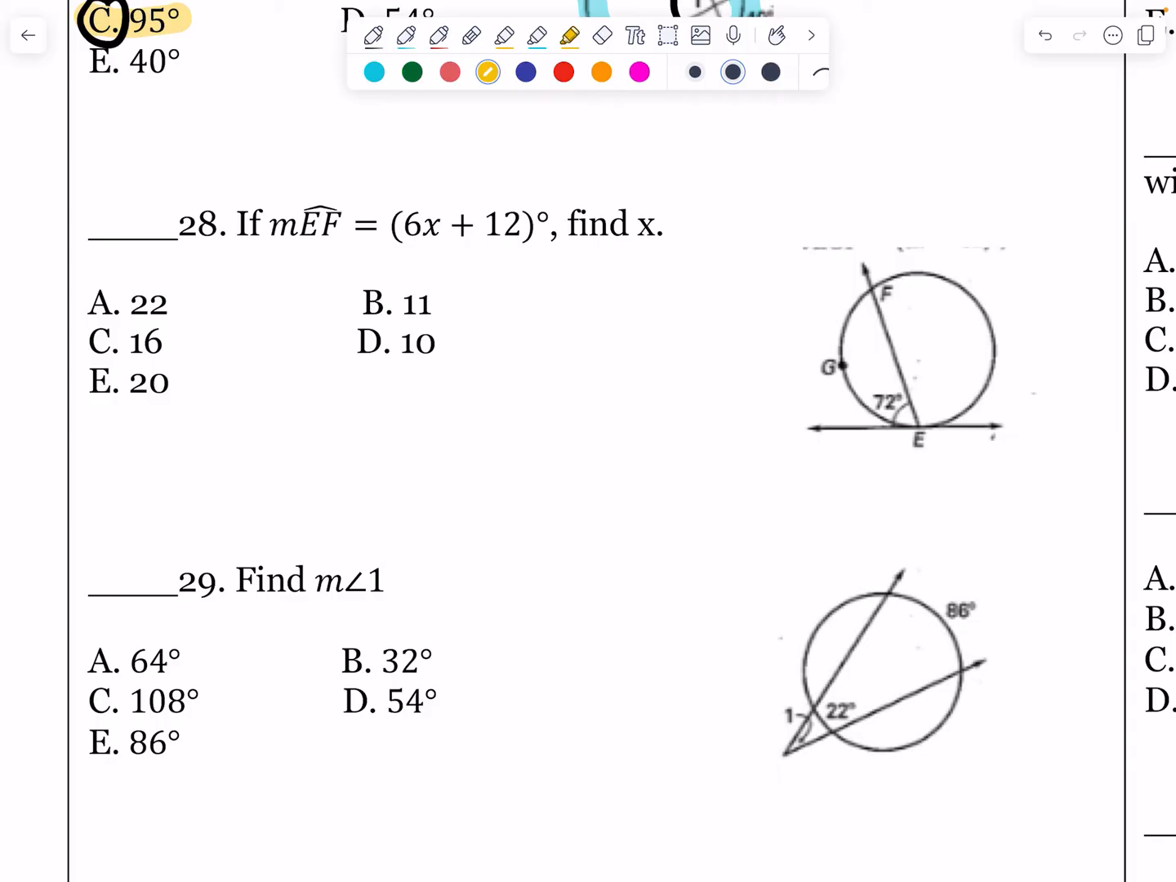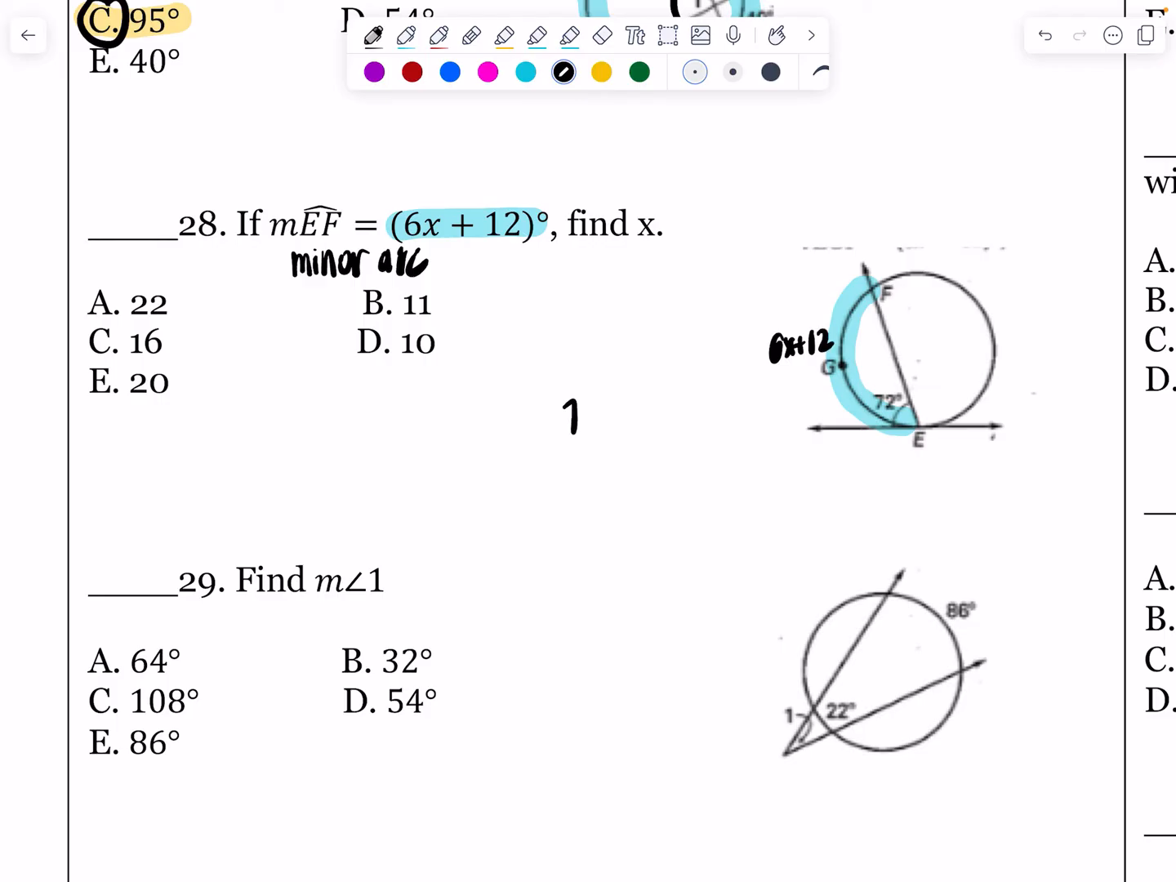All right, now this one's a little bit tricky. I've already helped a few students on this problem. It says E to F is 6x plus 12. We need to figure out where to put that. Is that this E to F or is that this E to F? Well, it is 2 letters, which means that is a minor arc. So when I fill that in, that is actually going to be this piece. So E to F is going to be 6x plus 12.